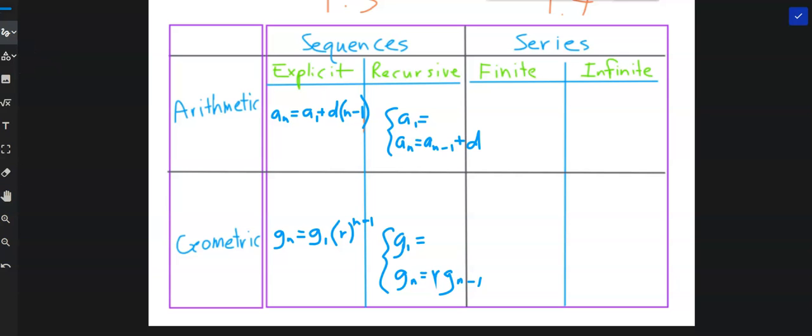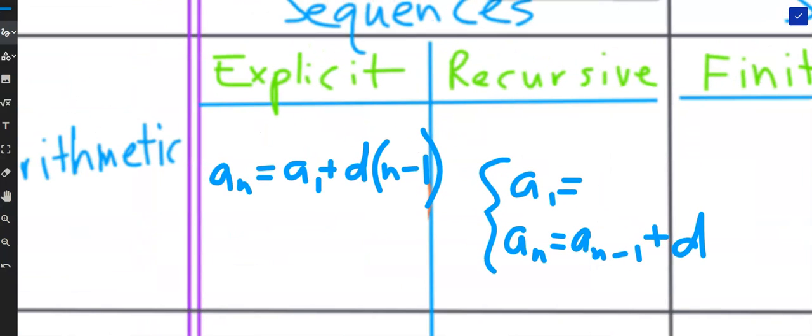And one of my students today pointed out that we could use the y equals mx plus b version of this, which would look like this: dn plus a sub 0. You might have seen that in a different class. A sub 0 is the term before the sequence begins, right? A sub 1 represents the first term. A sub 0 represents the term before it begins. That's why this looks like y equals mx plus b. You can use that. There's nothing wrong with that at all.